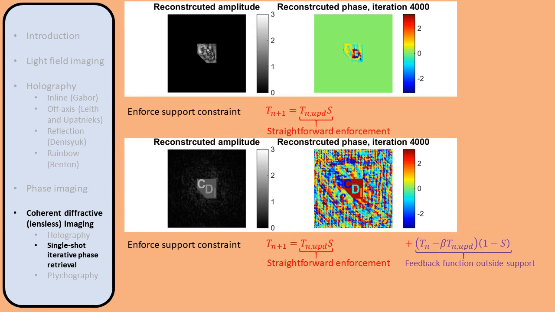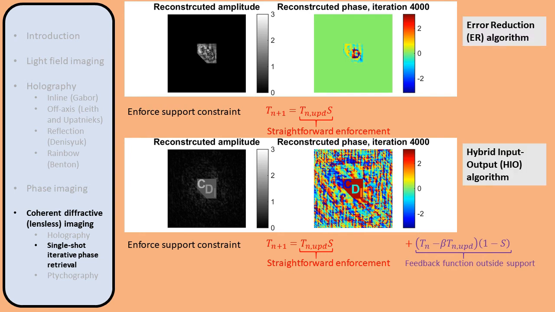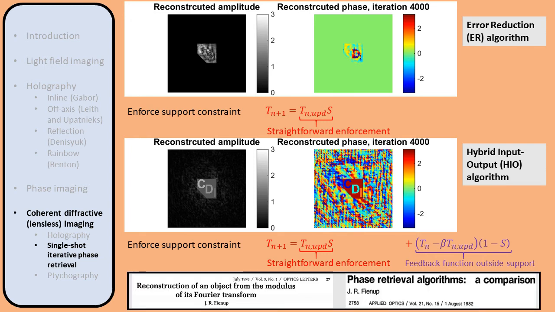The two algorithms we just discussed are called the error reduction algorithm, or ER, and the hybrid input-output algorithm, or HIO, where HIO is the more effective algorithm for phase retrieval. These two algorithms were developed around 1980. One might wonder how one would come up with using a feedback function to improve the algorithm, or why the feedback function should have the particular form that it has.